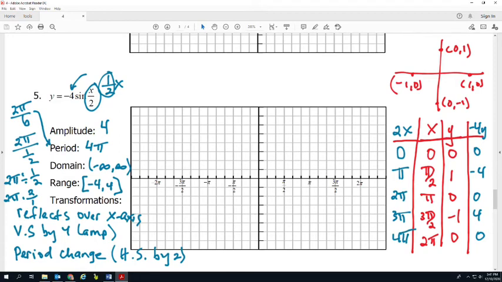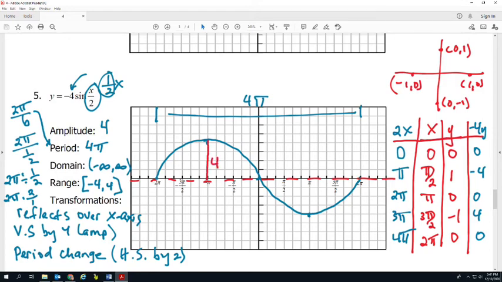All right, let's see what this graph looks like. Looking at this graph, your period comes from here to here. You should see that you've got a period of 4 pi before you start repeating yourself. Your amplitude comes from, this is your midline, the highest point to that midline, and it's 4 units.